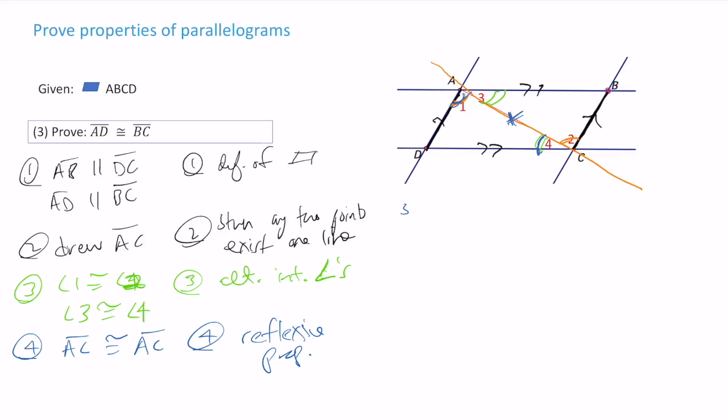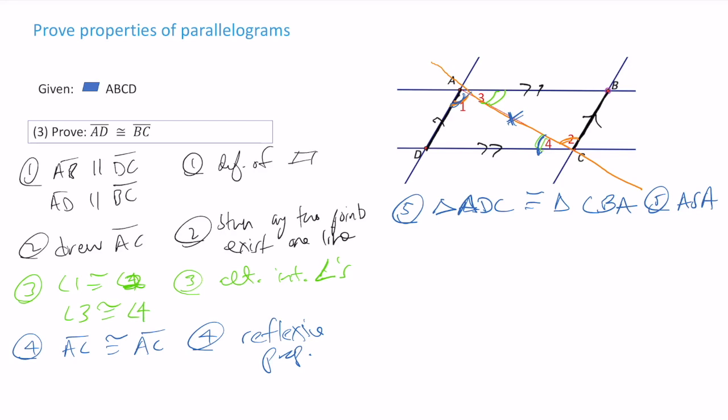So we're up to 5. Triangle ADC is congruent to triangle, what matches up with A? C, B, A. And that's because of angle, side, angle.